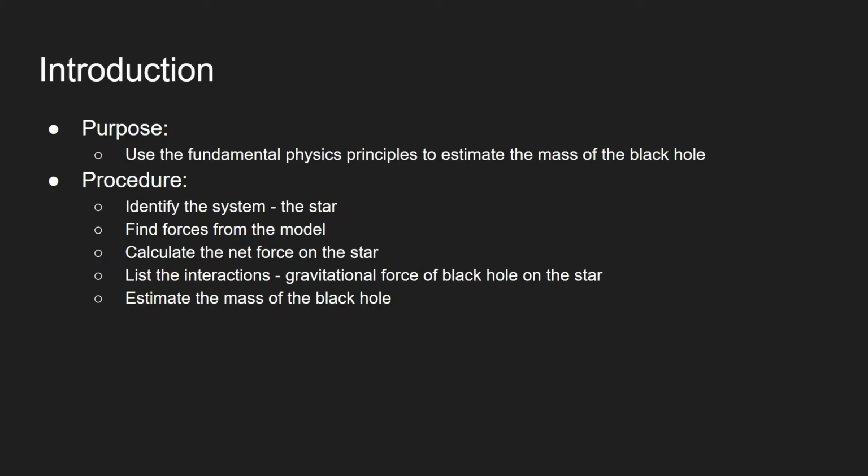Lab 3. The purpose of this lab is to use the fundamental physics principles to estimate the mass of the black hole. The procedure is: first identify the system, which is the star, then find forces from the model and calculate the net force on the star. I've listed the interactions, which is the gravitational force of the black hole on the star. Lastly, I'm going to estimate the mass of the black hole.